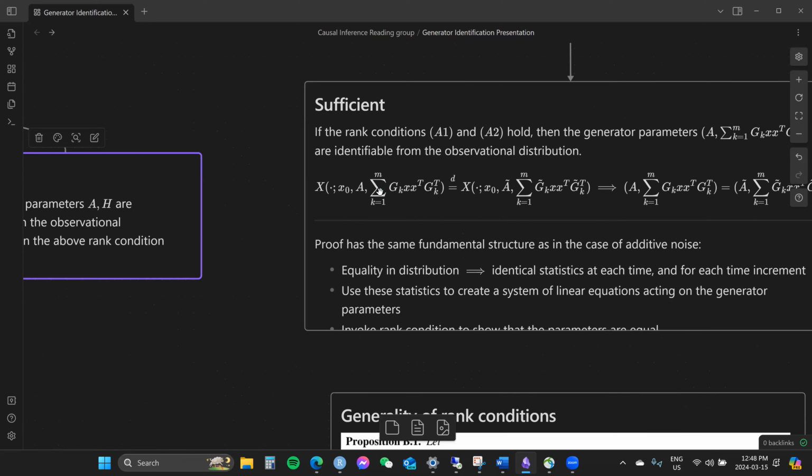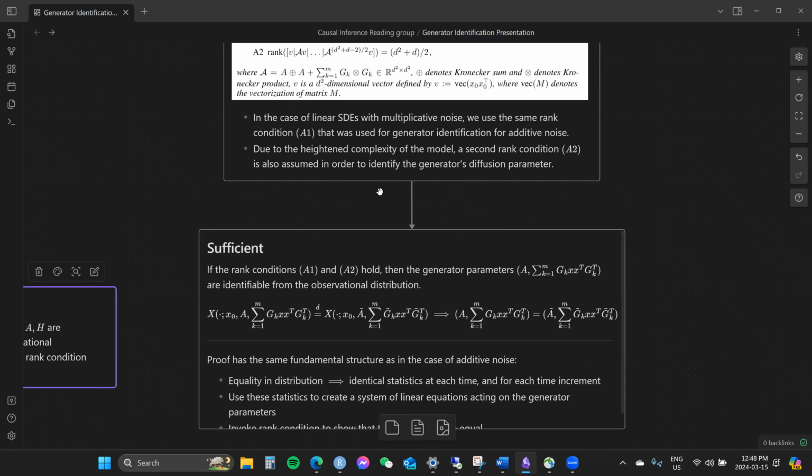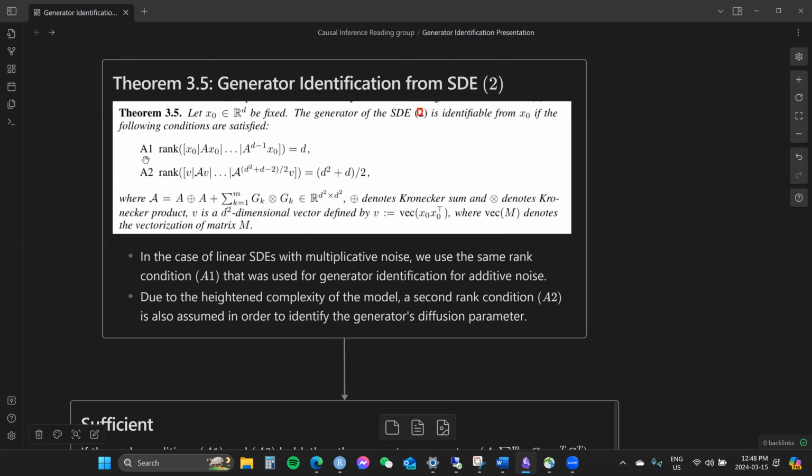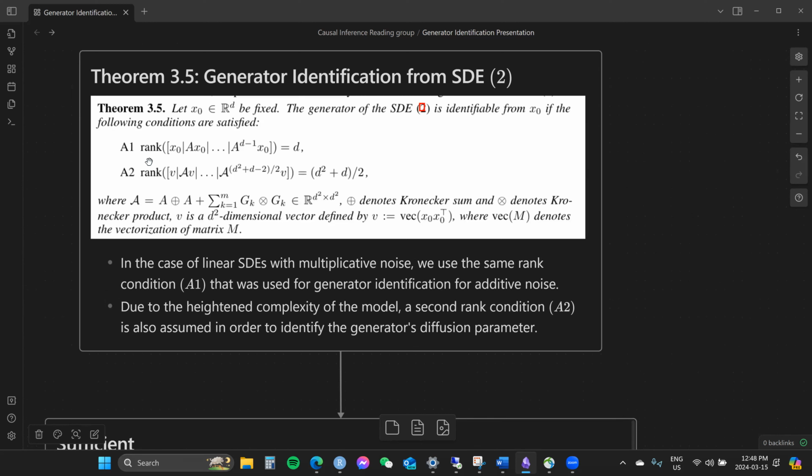I'll briefly touch on the other case. If you have a multiplicative model, they're going to assume the same rank condition as the previous one, but they will also assume a second rank condition. The reason they need the second one is, remember, identifying the diffusion in the linear case with additive noise is really easy. It came from the definition of a generator. You can't do that if it's multiplicative noise. You'll essentially have to do the same process for recovering both the diffusion and the drift.